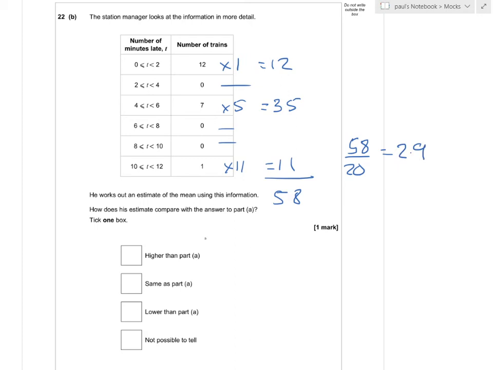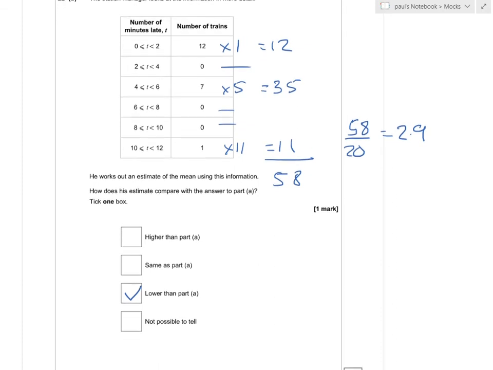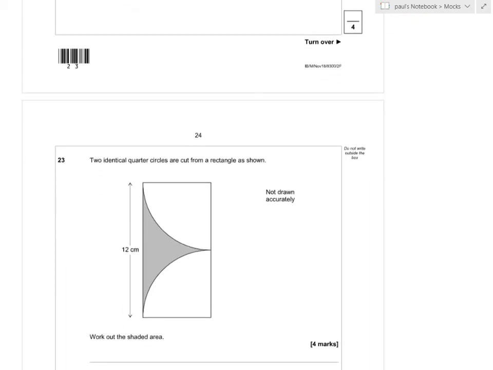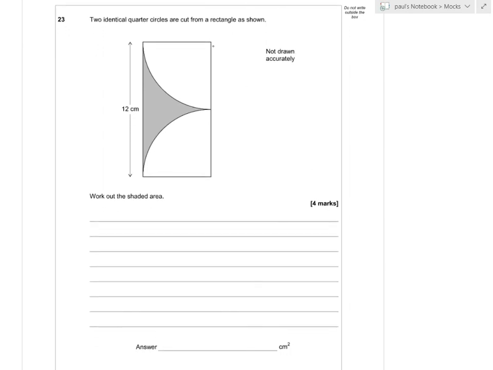2.9 minutes late. Now he works out how his estimate compares to part A. Well, part A was 4.75, so this is lower. Lower than part A. Right, so have we got any more questions? How long does this go on? Oh, this looks good. 2 identical quarter circles are cut from a shape. Work out the shaded area.